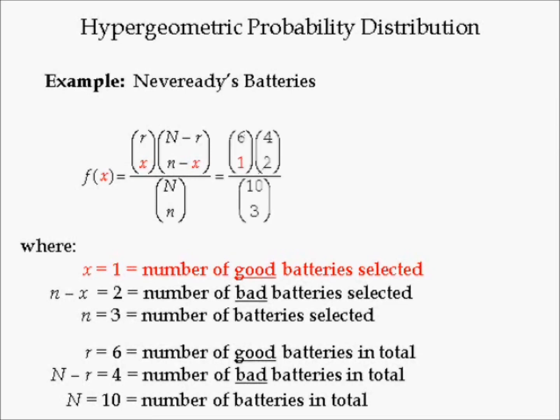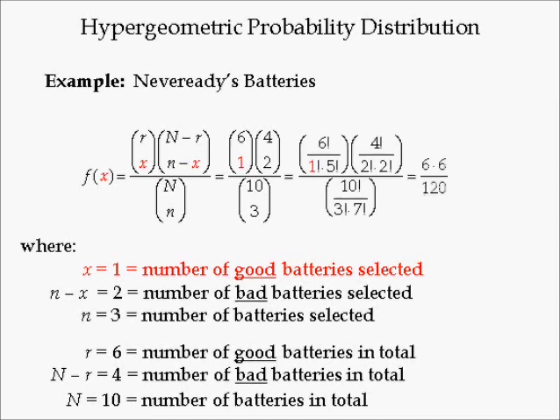Plugging those numbers into the hypergeometric probability distribution function gives that, which simplifies to that, which ends up being 6 times 6 divided by 120, which is 0.30. So the probability of getting one good battery out of the three batteries selected is 0.3000.